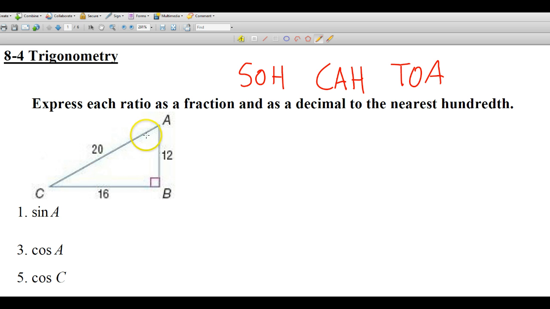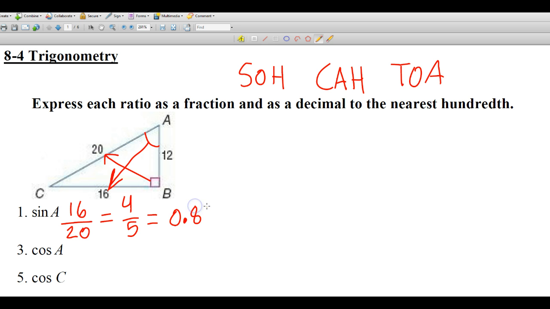So the sine of A, 16 would be opposite. The hypotenuse, across from 90, is 20. This would simplify. If we divide them both by 4, we get 4/5. And if we write that as a decimal, that would be equal to 0.80.